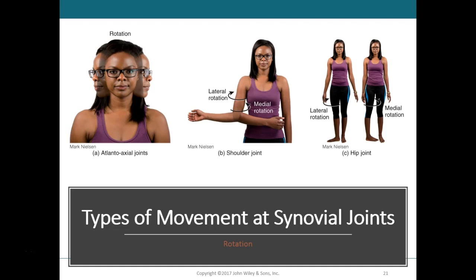If the anterior surface of a bone of a limb is turned toward the midline, then that's called medial rotation. So you can see if you begin with the arm in correct anatomical position and you rotate it toward the midline of the body, that's medial rotation. If you rotate it out, that's lateral rotation, and same thing with the hip joint.